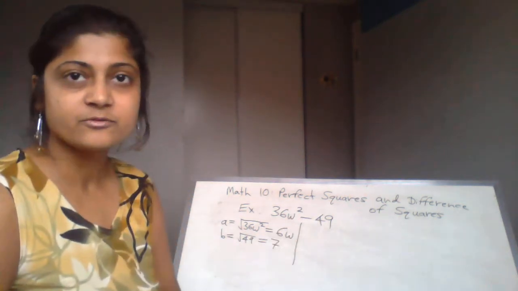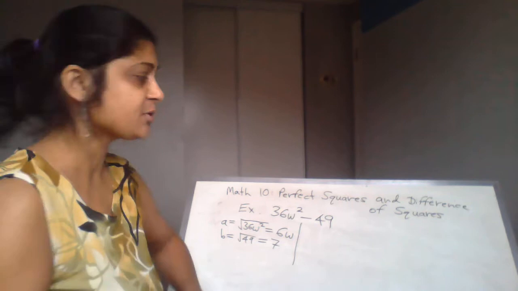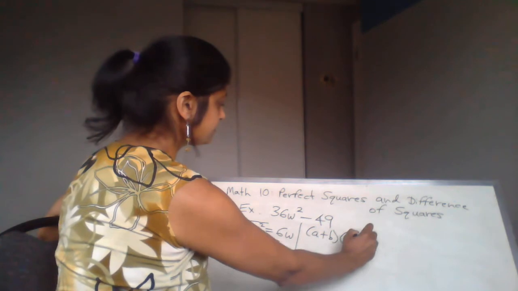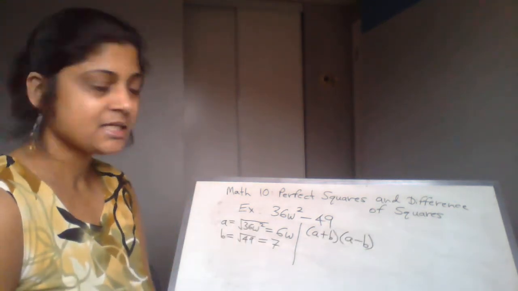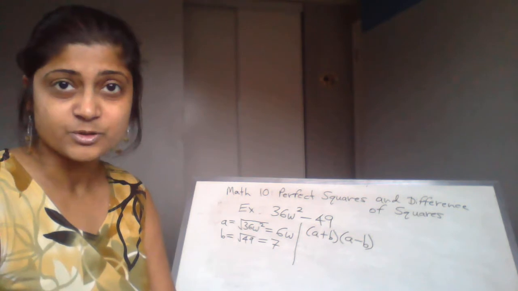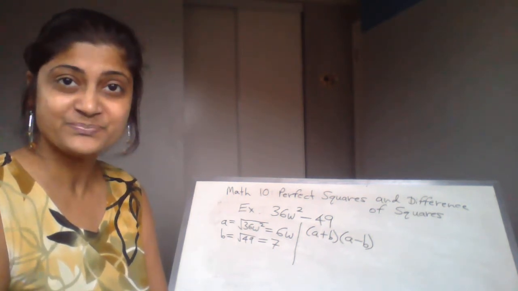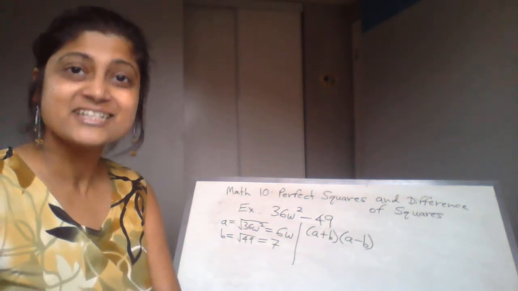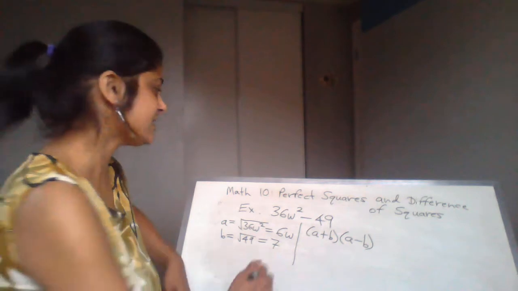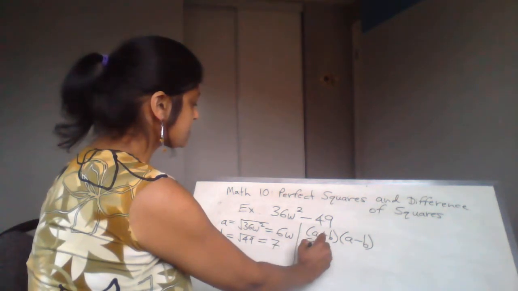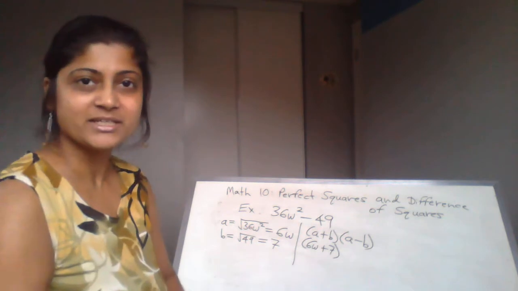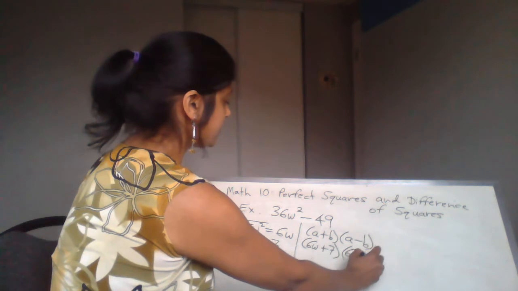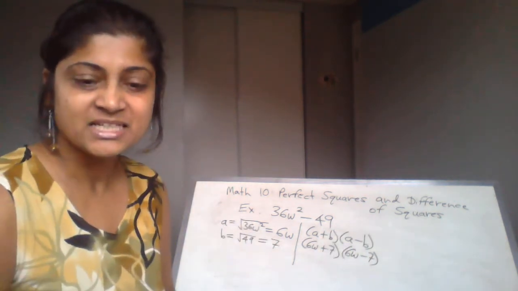There is a reason I'm writing a and b here. Some teachers will give you the formula for the difference of squares, so if you find the formula helpful, use it: a plus b, a minus b. The a value we got is 6w, the square root of the first term, and the b value is the square root of the second term, which is 7. Plug it into the formula: a plus b is 6w plus 7, and a minus b is 6w minus 7. Does everyone see that? That's all you're doing here.